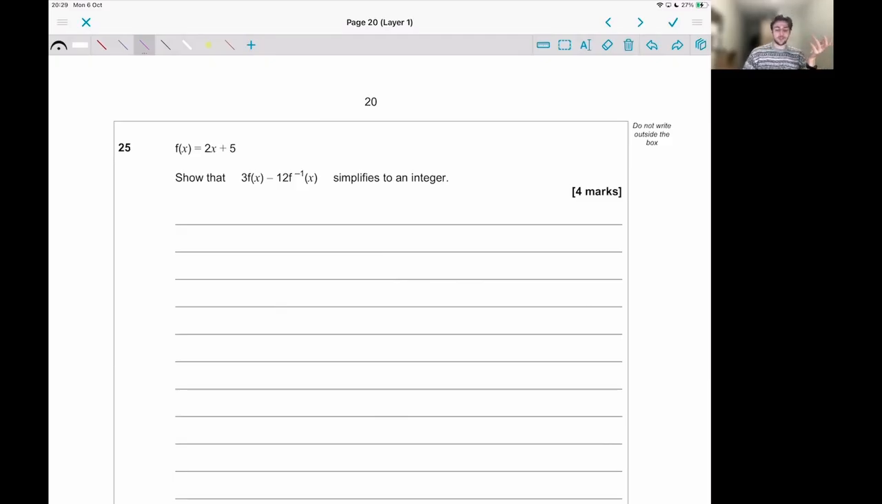This is a function question. We've got the function f of x is equal to 2x plus 5. And we're asked to show that 3 times f of x minus 12 times f inverse of x simplifies to an integer.